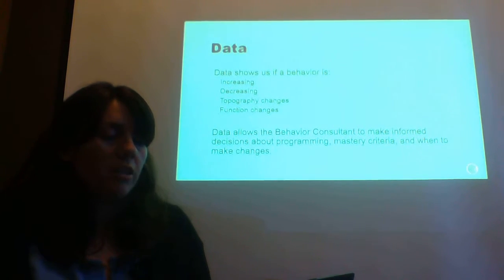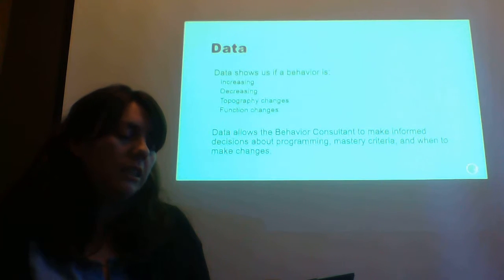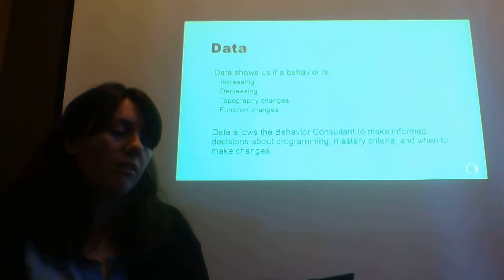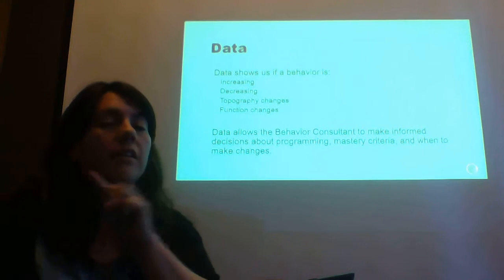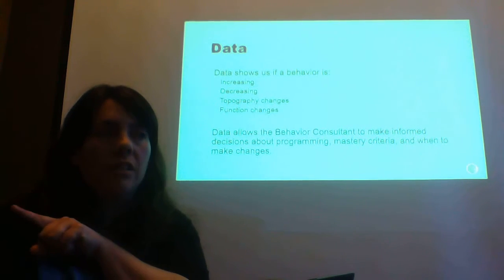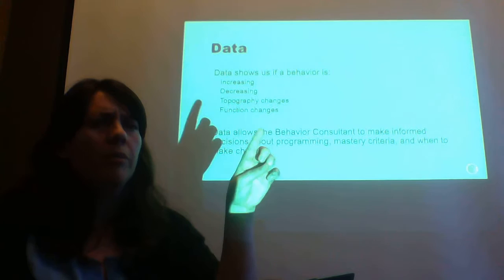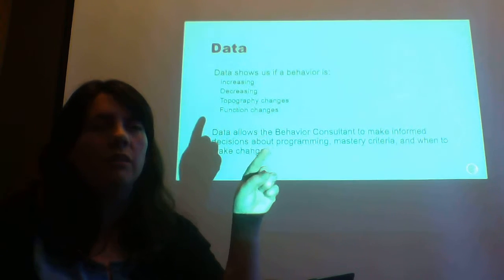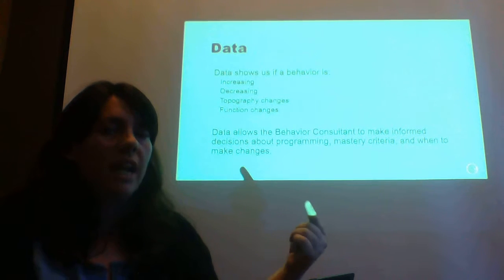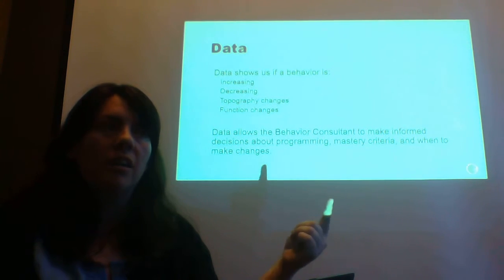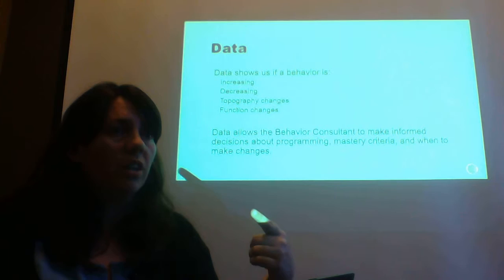So the data can show us if a behavior is increasing or decreasing. It can show us topography changes. Sometimes if we collect additional data, it can show function changes. Your data sheets will have a place for you to write the antecedent and the consequence, and that tells us, oh, before it was always downtime when they would engage in this behavior, and now they're starting to engage in it when there's a task. So now we have an escape function as well.